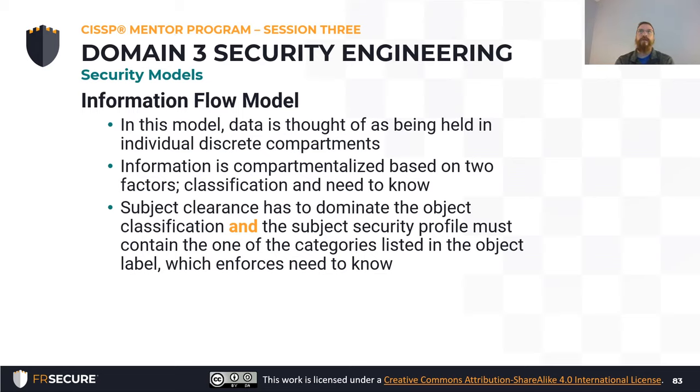Information flow. So think of your data in individual discrete compartments. So how is the data being classified? Or I'm sorry, the two factors. So classification, you need to know. The subject clearance has to be above the object classification. So you have to have top secret clearance to access secret classification. And their profile must contain one of the categories listed in the object label, enforcing need to know. So just because I have top secret clearance doesn't mean I can see all secret data, right? So think of it as saying, yeah, I've got top secret clearance, but only in Minnesota. So I can only see top secret information in Minnesota. I couldn't see it in Virginia or Florida or Texas, right? So my clearance has to be higher than the classification, and I have to have a category listed in the object label, so it enforces need to know.